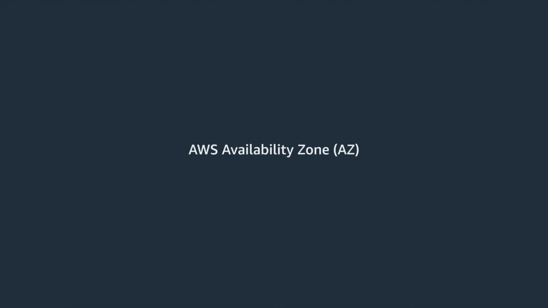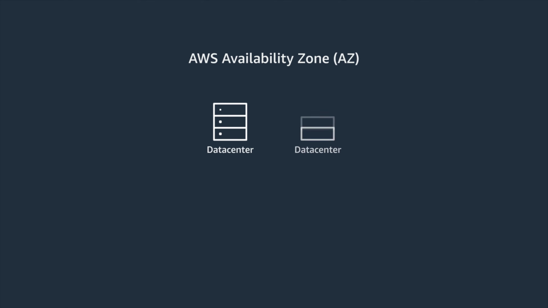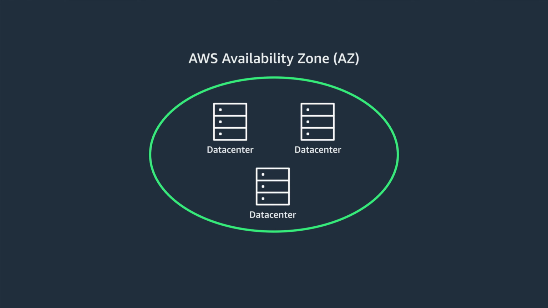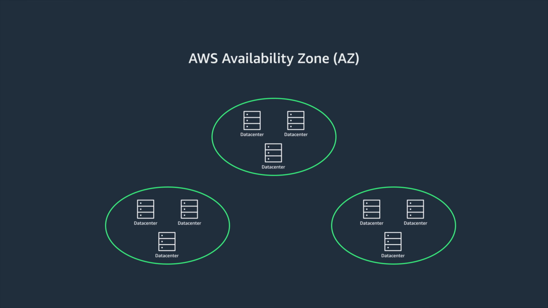Now, before we look at a pattern, let's familiarize ourselves with a few concepts. So what is an AWS availability zone? An availability zone is one or more data centers with redundant power and networking connected by ultra-low latency networks. AWS customers run their applications in multiple availability zones to achieve greater fault tolerance and high availability.